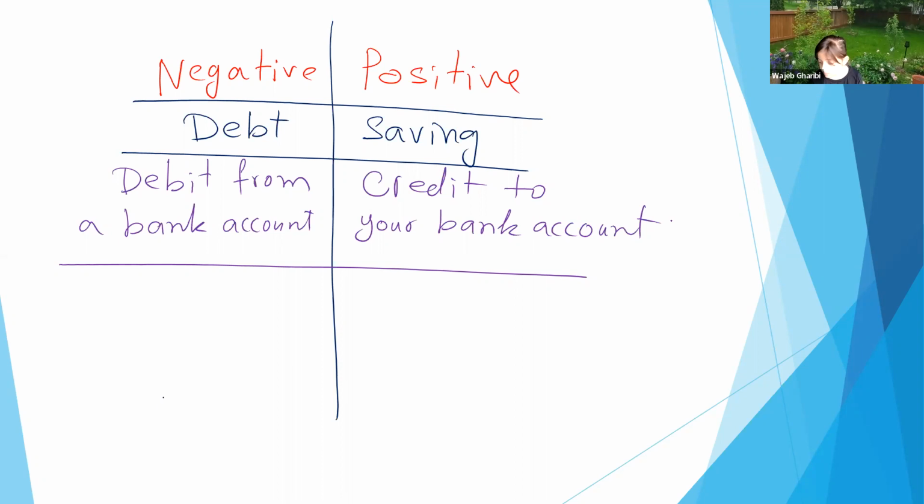So credit and debit are opposite each other. Debit is negative, credit is positive, okay? And one more thing, let me write it here, to show you something interesting.